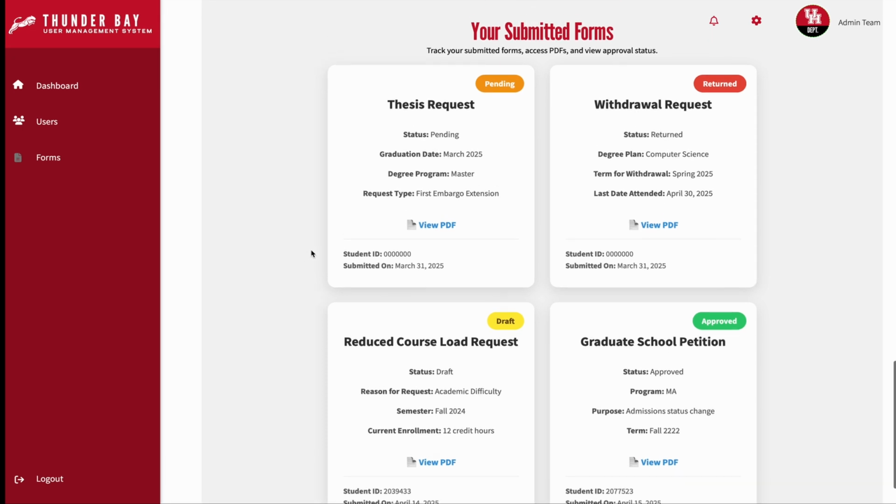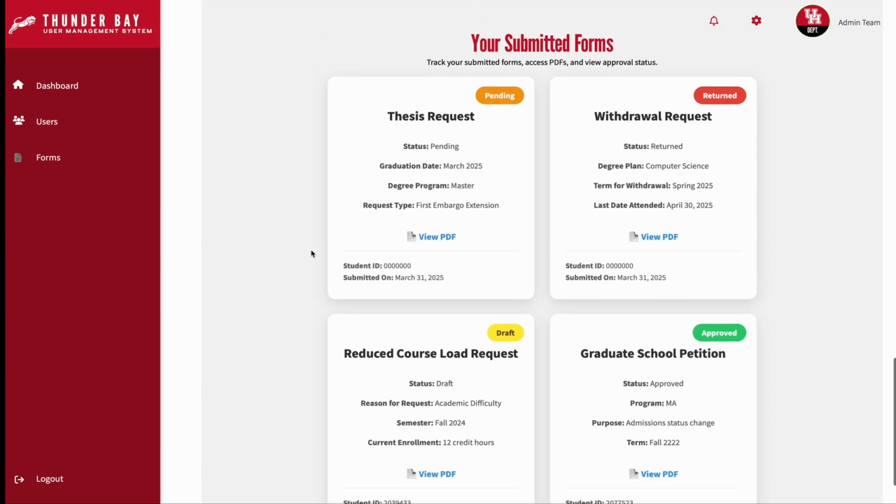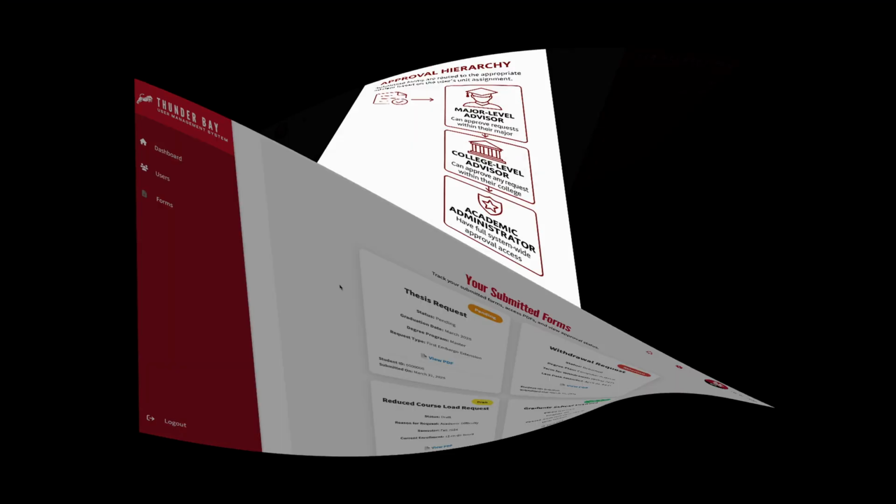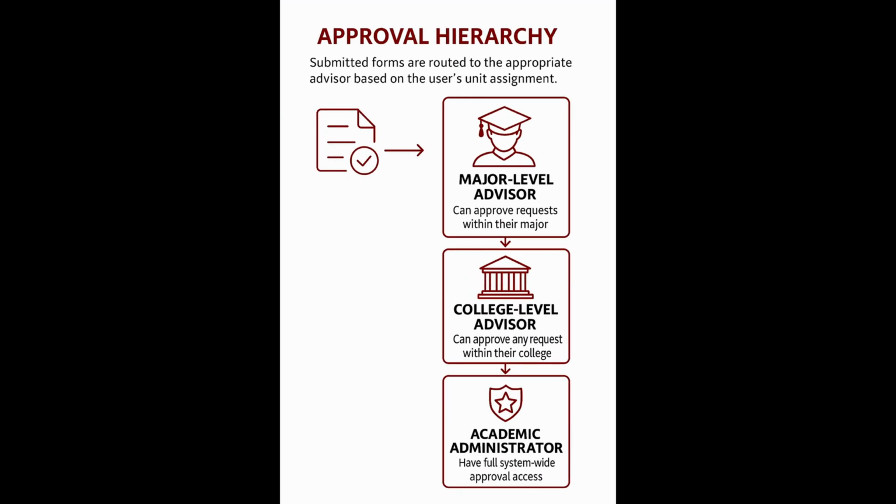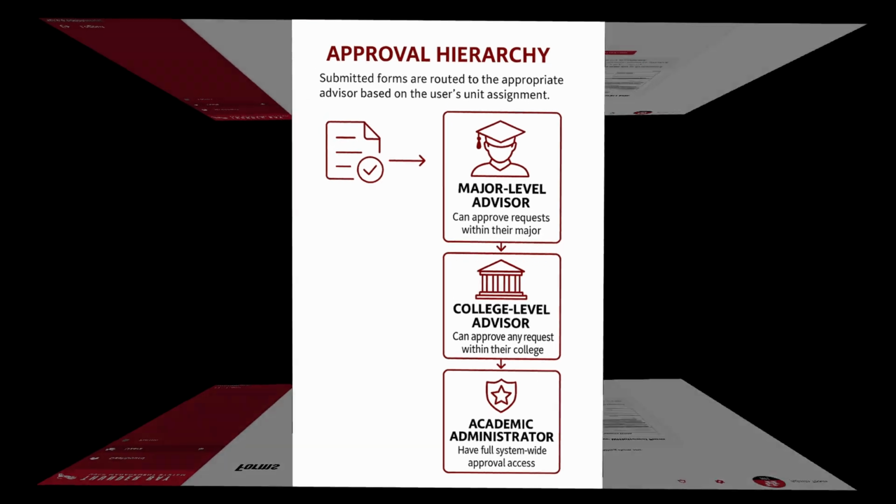Now let's talk about the approval process, one of Thunder Bay's most powerful features. Submitted forms are routed automatically to the appropriate advisor based on the user's department or college. Thunder Bay supports a multi-level approval hierarchy. Major-level advisors can approve requests only from their assigned major. College-level advisors can approve any request within their college, regardless of major. And academic administrators have full access to approve or return any request system-wide.